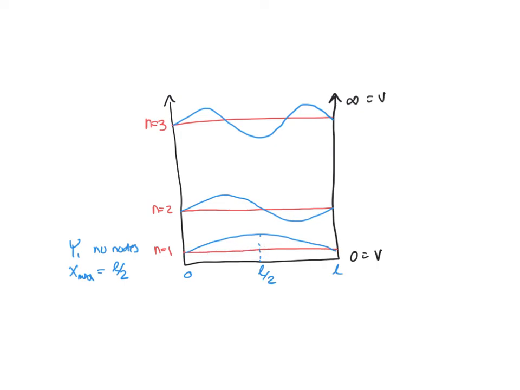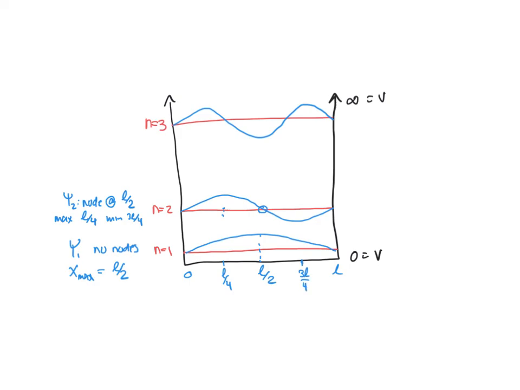And then when we look at our psi 2, we said that psi 2 had a node at L over 2, and it had a max at L over 4 and a min at 3L over 4. And so we can see that we have, in fact, a zero crossing right at L over 2, and we have a max at L over 4, and we have a minimum at 3L over 4.